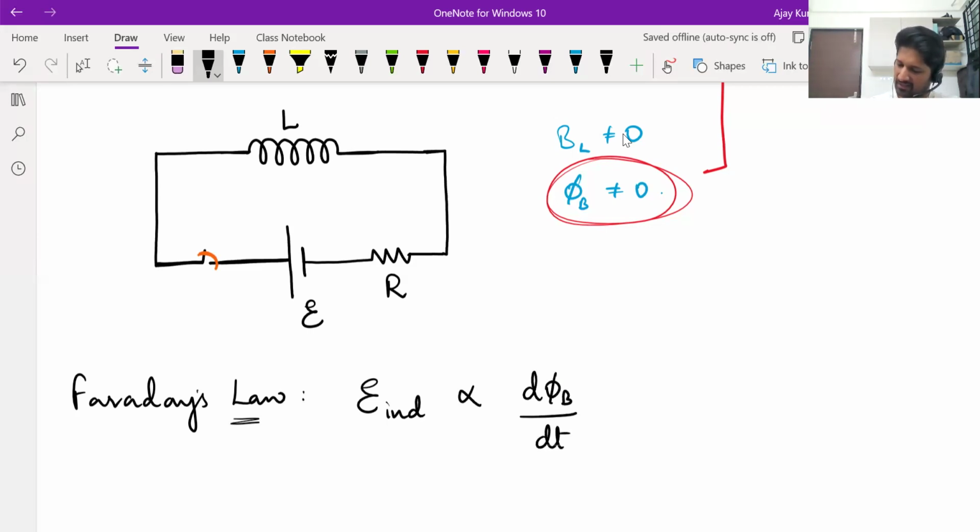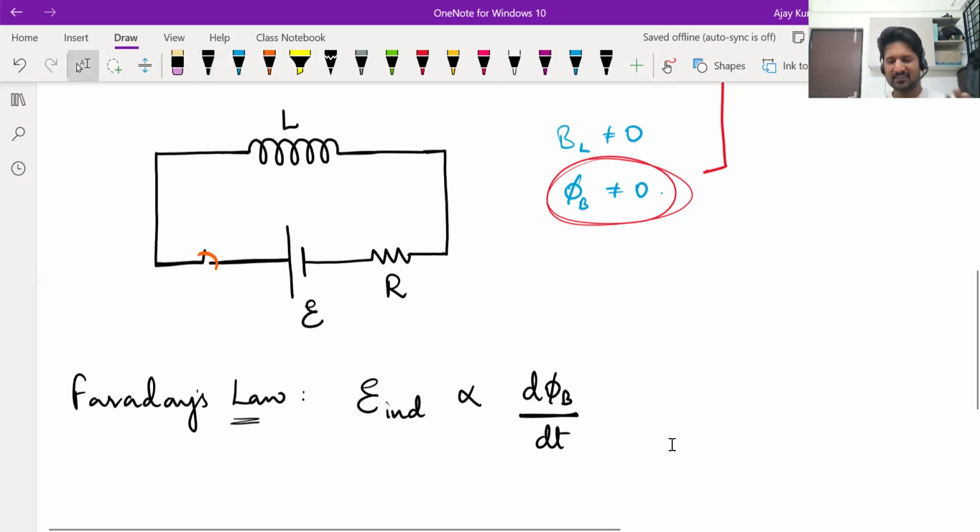Okay, don't create your own laws. Scientists have done the experiments and found out the behavior of devices. So this is what Faraday's law is. EMF induced in a coil is proportional to rate of change of flux. Faster the change in flux, greater the EMF. There is no inverse proportionality anywhere. Okay. Faster the change in flux, greater the EMF produced.